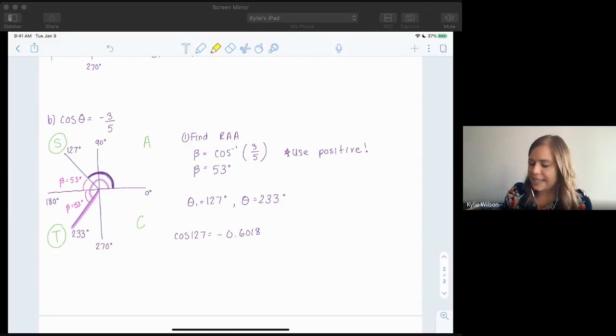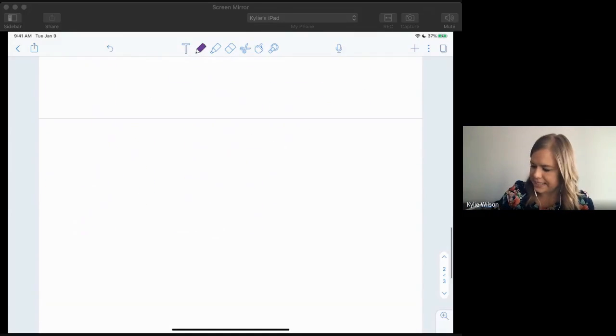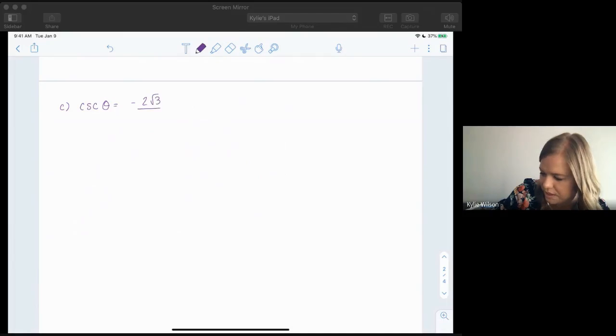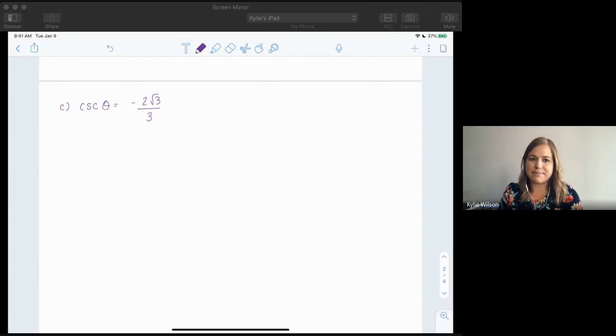Okay, let's do the other two examples together so that we can have a little bit more practice. Okay, so let's move on to C. And C is cosecant of theta is equal to negative 2 root 3 all over 3. We're going to approach this the exact same way that we did the other ones.